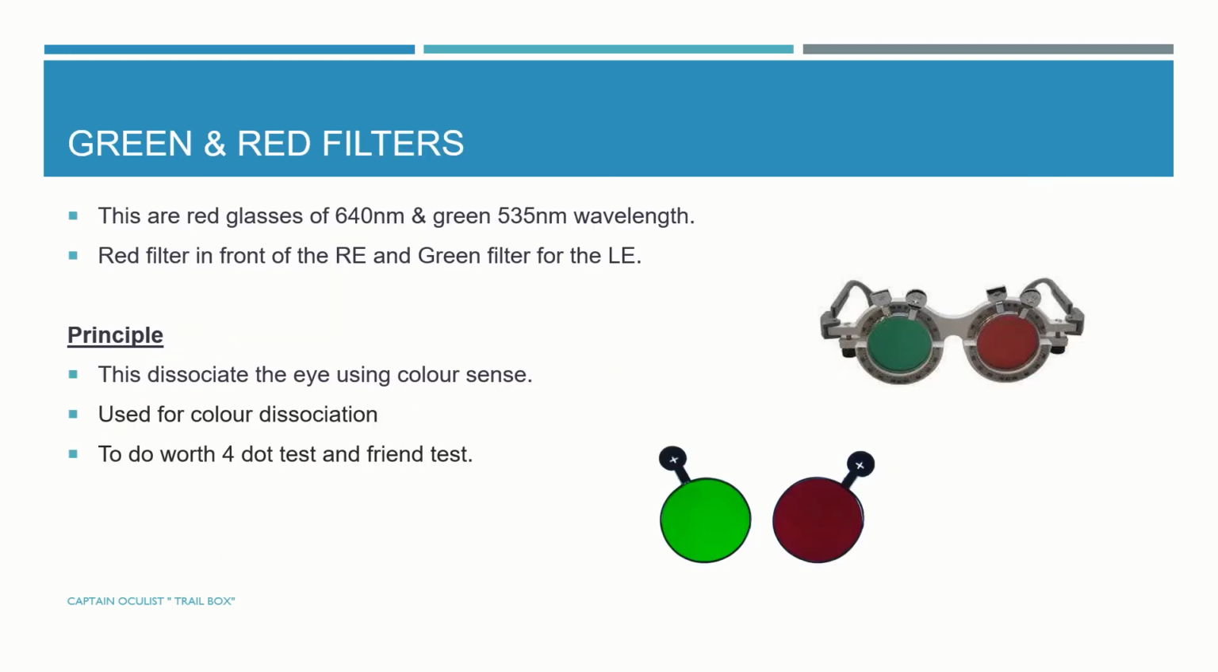The next is the red and green filters. These are red glasses of 640 nanometer wavelength, and green of 535 nanometer wavelength. The red filter is in front of the right eye, and the green filter in front of the left eye. The principle is to dissociate the eyes using color sense.